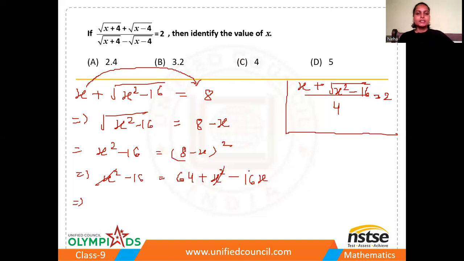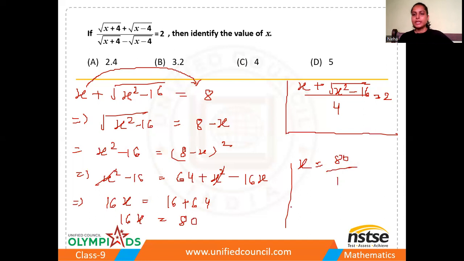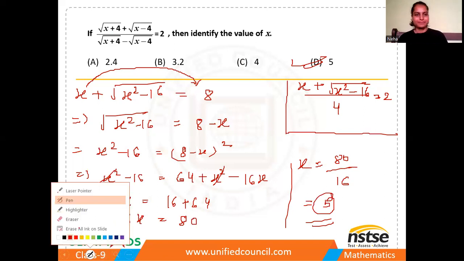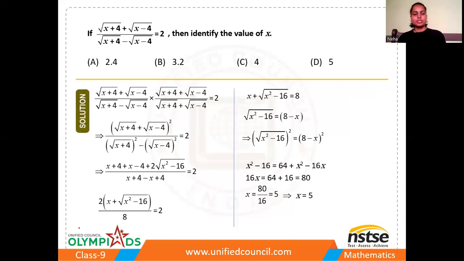So now it becomes 16x is equal to 16 plus 64, correct? So 16x is nothing but 16 plus 64, which is 80, right? So x is nothing but 80 divided by 16, which I can simplify to 5. So here the value of x is equal to 5. So my dear student, whenever you see such a type of problem, always go for rationalization. Okay, alright. So this is the complete solution for your given question. First question is done.